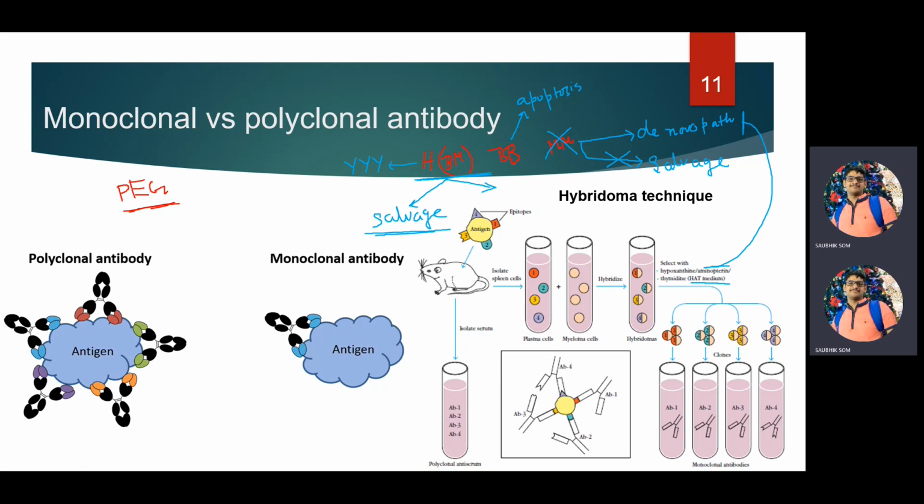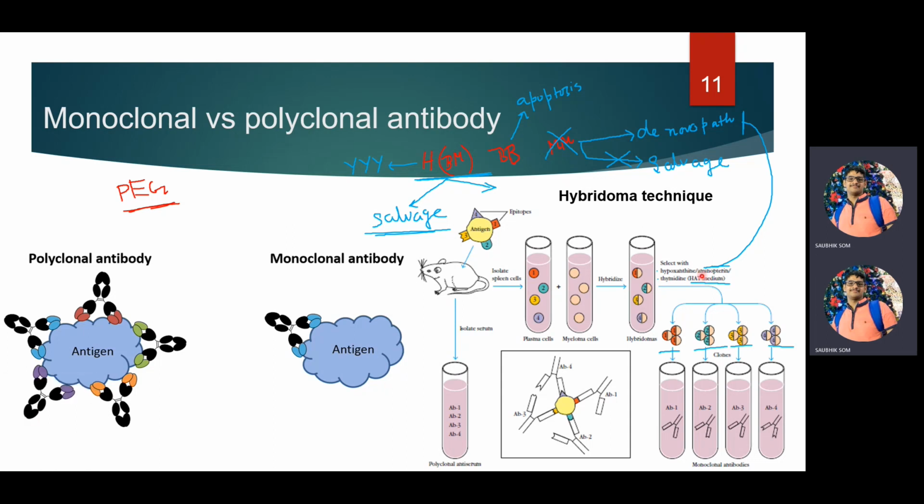Now what we do? We select the cells and then we dilute it such that only one cell is present in each of the test tubes, and then we further process that to further select so that they produce a whole lot of antibody. Okay, so this is how the hybridoma technology works.